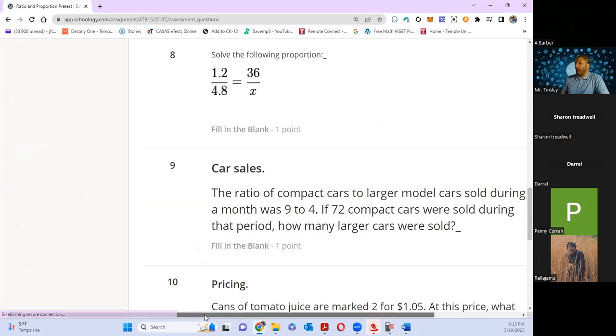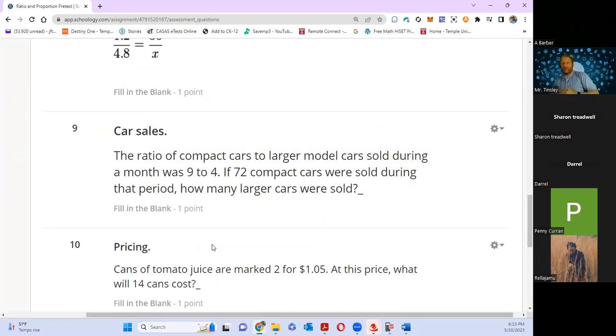Let's do a word problem. The ratio of compact cars to larger model cars sold during a month was 9 to 4. If 72 compact cars were sold during the period, how many larger cars were sold? Okay, let me ask you a question. What is the ratio that we know? 9 to 4. I already know, because Mr. Tinsley told me, I can write a ratio as a fraction. So I'm going to write 9 over 4 just to keep track, so I know what's what. Is the 9 compact or is the 9 larger cars? How do I know?